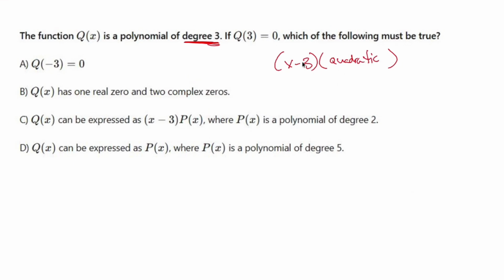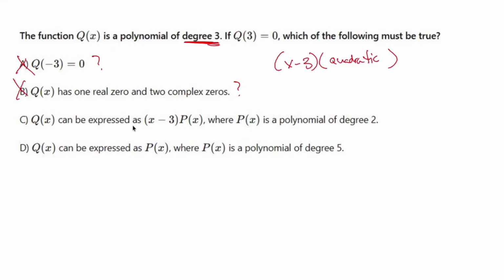Okay, so which of these has to be true? If I plug in -3, I get 0? I don't know, so we can't say that. Q of x has 1 real 0 and 2 complex zeros? I don't know. I just know it's quadratic. That could be the case. If I use the quadratic formula on this guy, I could get negative square roots, but I don't know if that's going to happen or not. I can't prove anything, so B's not it.